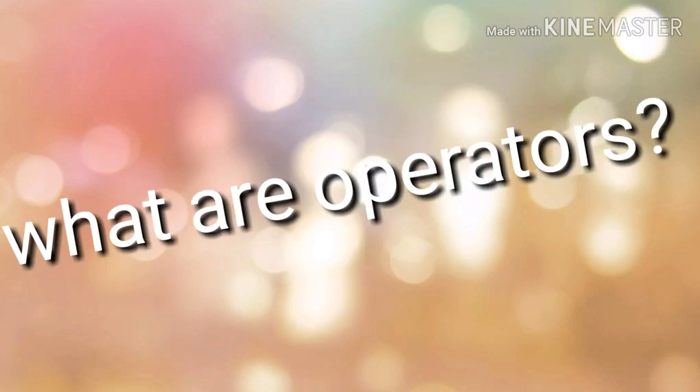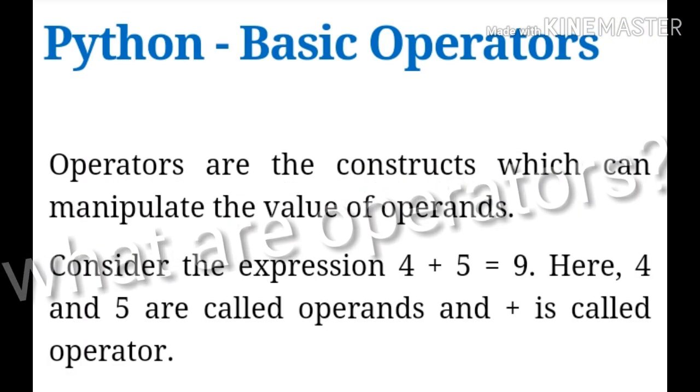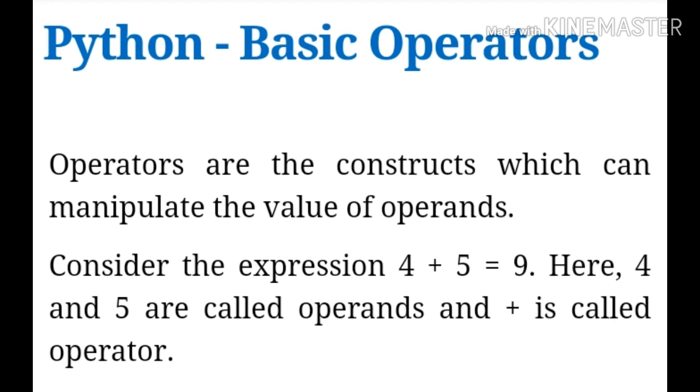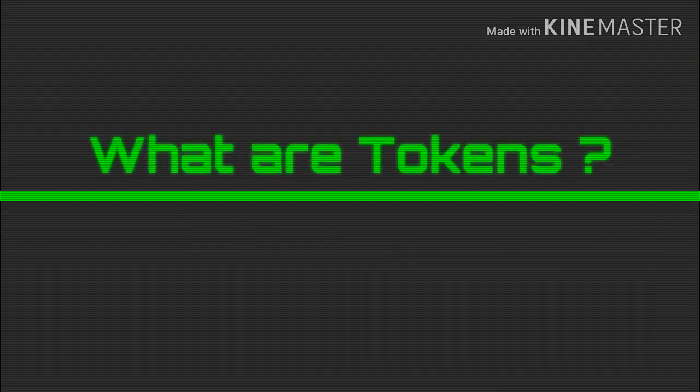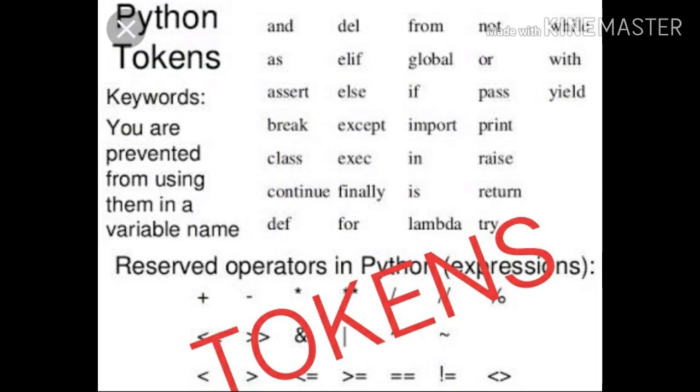Let us first talk about what operators are. By definition, we can easily say that operators are the tokens that trigger some computation when applied to variables and other objects in an expression. After knowing this, some of you may think, what are tokens? So I would like to clarify that tokens are the smallest individual units in a program. This is all about operators.